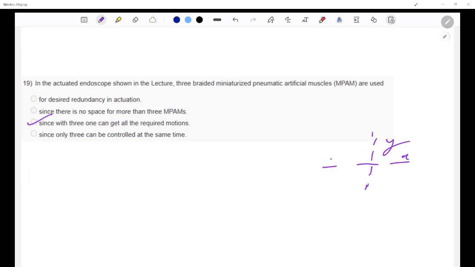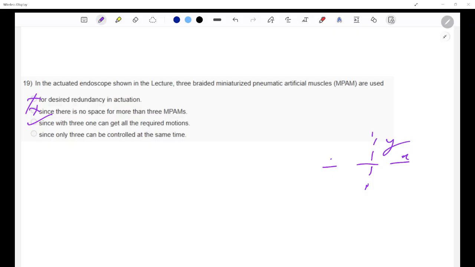The first option is it is used for redundancy. If redundancy were desired, we would use more than 3 actuators, but the design uses exactly the minimum required number. Okay. Then the other option is there is no space. Space limitation is not the main design reason. The reason is kinematic sufficiency and not packaging. So this is also incorrect.